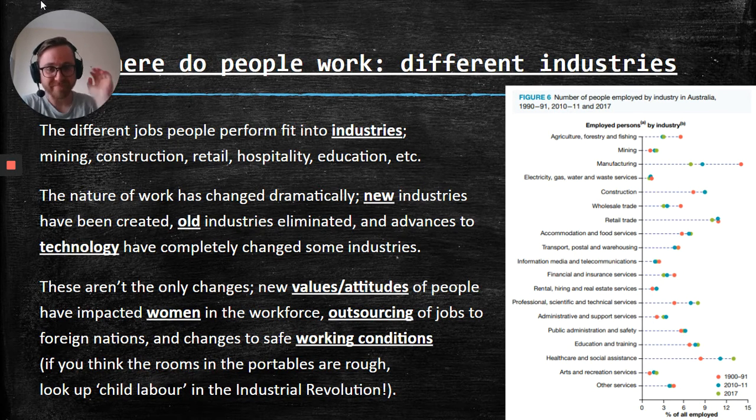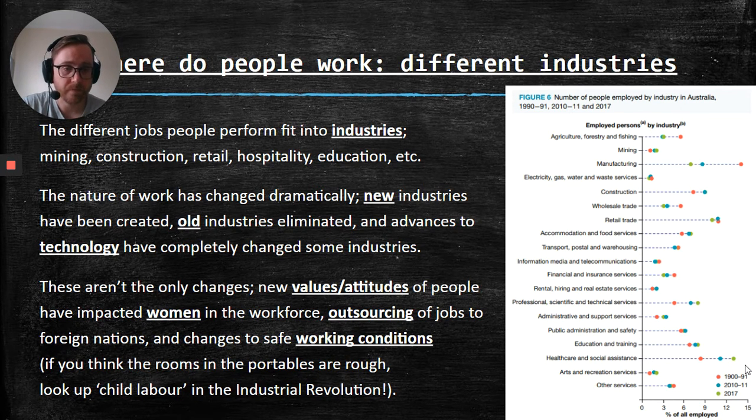Anyway, what I've got here is figure 6 from chapter 20.7. So I've stolen this picture straight from your textbook. I've just blown it up a little bit bigger so you can see what it actually says. And what this little graph is showing is the number of people employed, so who have jobs in different industries in Australia. And you can see down here, the different colors relate to different points in time. So it's showing you not only how those different industries have created and how big they are and jobs there, but how they've changed over time.